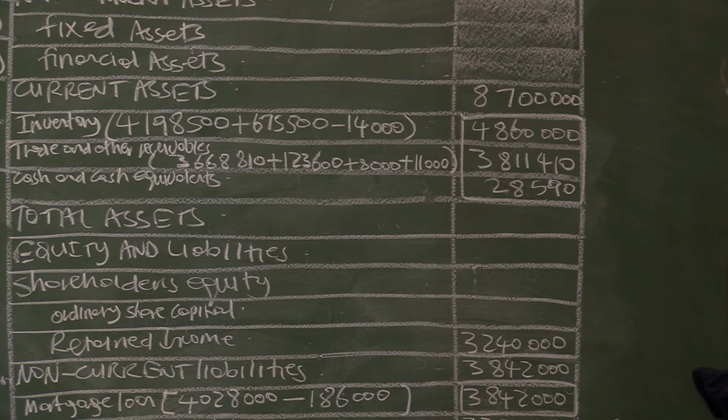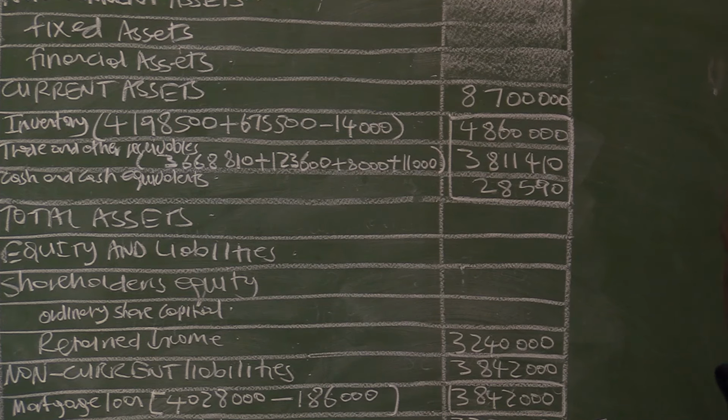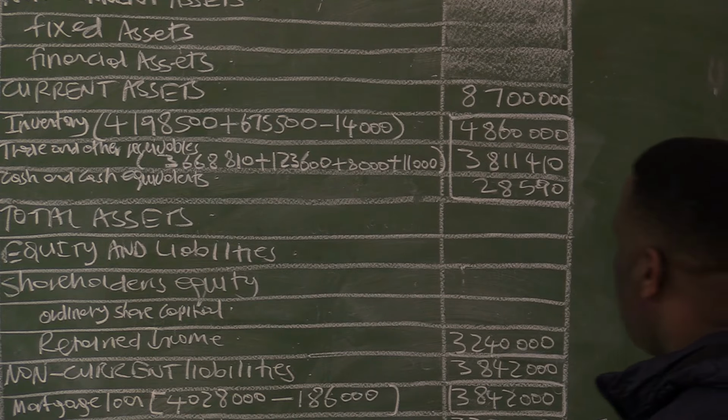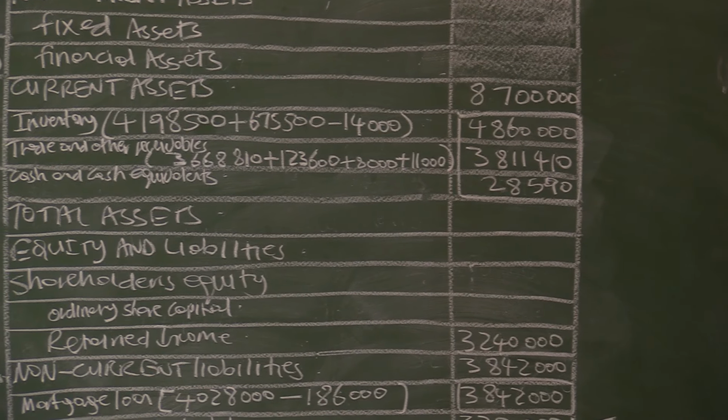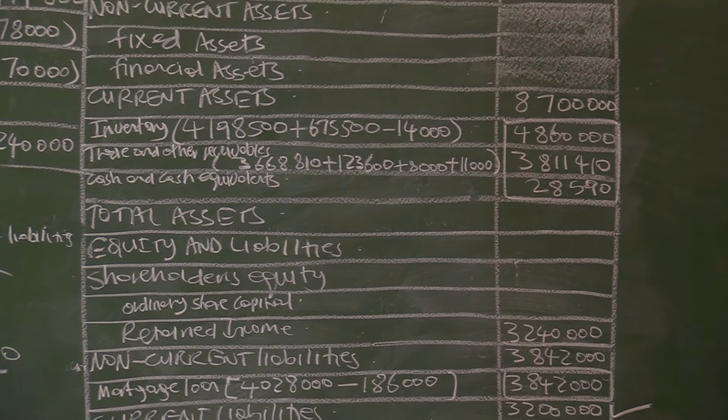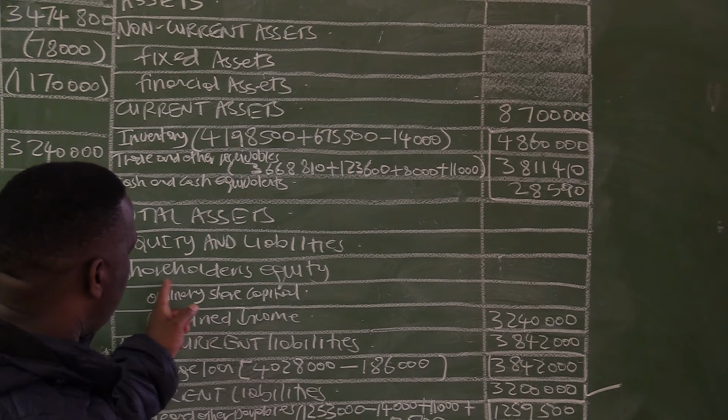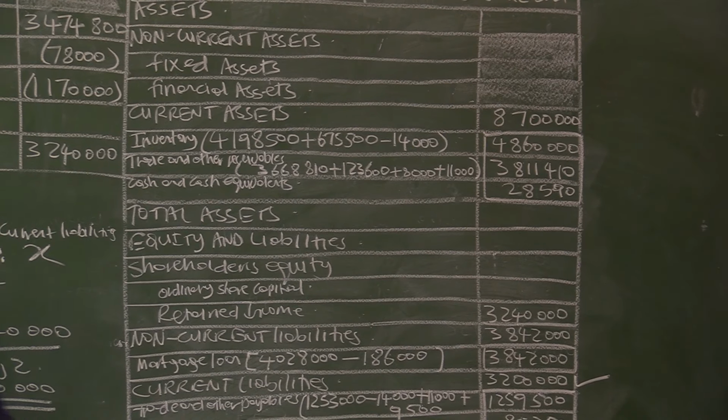And if you add those three amounts, 28,590 plus 3,811,410 plus 4,860,000, you should get 8,700,000. That's correct. Right. The last calculation that we need to do now is the calculation that is going to assist us to get the shareholders' equity.